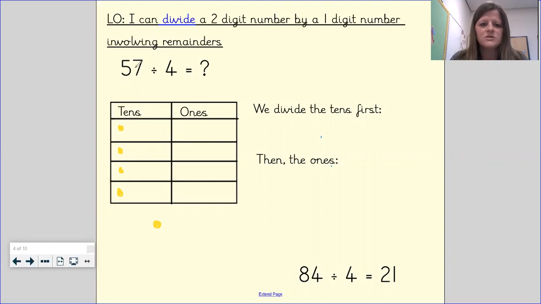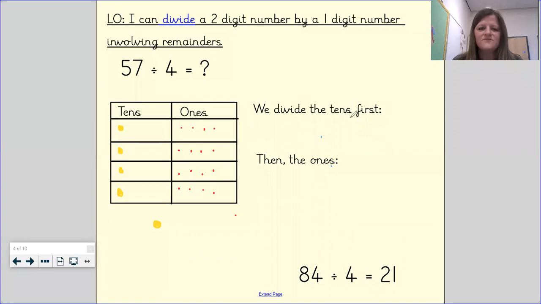So I've got my original 7 here that I'm sharing into 4 groups. 1, 2, 3, 4, 5, 6, 7, and then I've got my 10 that I've exchanged. 1, 2, 3, 4, 5, 6, 7, 8, 9, and then I'm going to have 1 remainder. Okay, so 57.